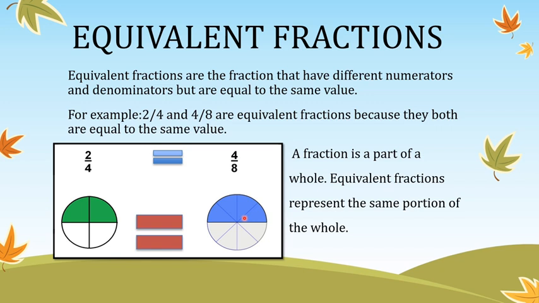So equivalent fractions are fractions that have different numerators, 2 and 4, and different denominators, 4 and 8. Both are different but are equal to the same value. Here both are representing half of the area covered, half and half. Okay, is it clear? I hope so.